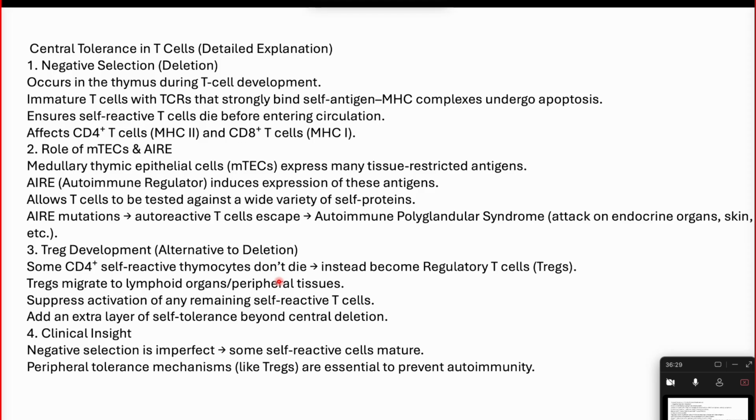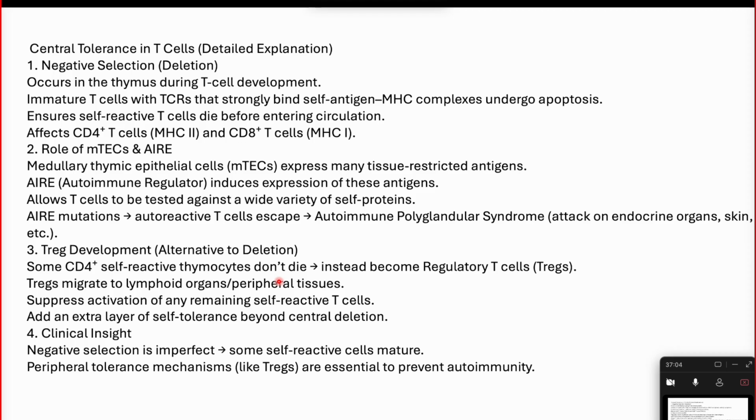Then, when we talk about epithelial cells and the autoimmune regulator, the mTECs, that is medullary thymic epithelial cells, express many tissue restricted antigens, while the autoimmune regulator induces expression of these antigens, allowing T cells to be tested against a wide variety of self proteins. Then, again, there is a whole sequence of things that goes under negative selection and positive selection.